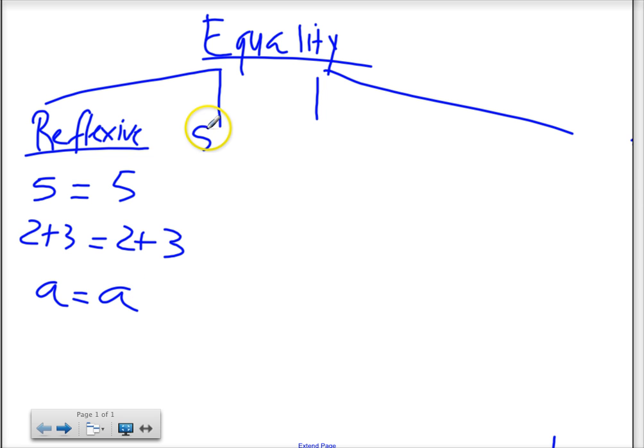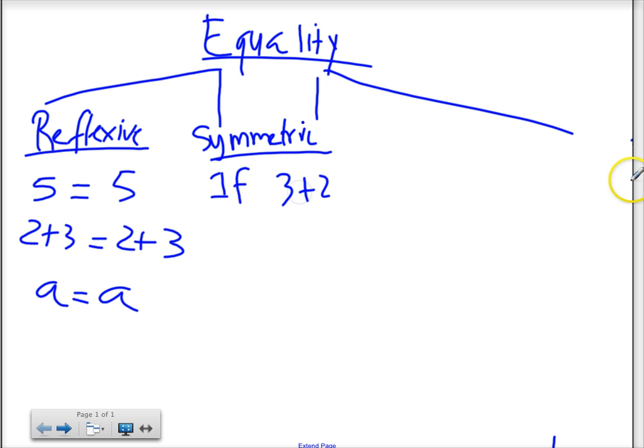Another one I want to talk about is called the symmetric property. Once again, it still is under equality, so you will always expect the left-hand side to equal the right-hand side. So for instance, if 3 plus 2 equals 5, do we agree on that? Is 3 plus 2 equal to 5? Yes. Then can we conclude that 5 is the same thing as 3 plus 2? Yes. And that's what we call symmetric.